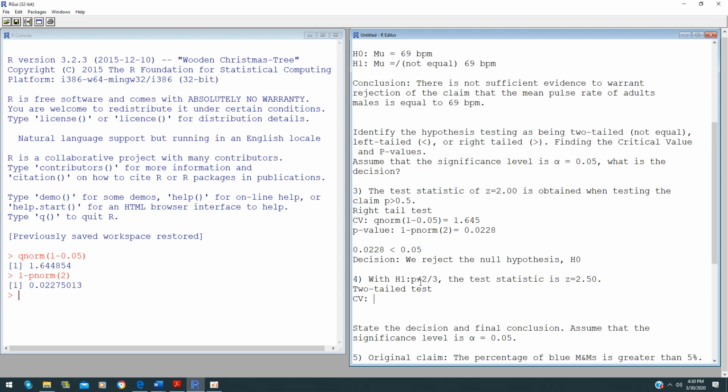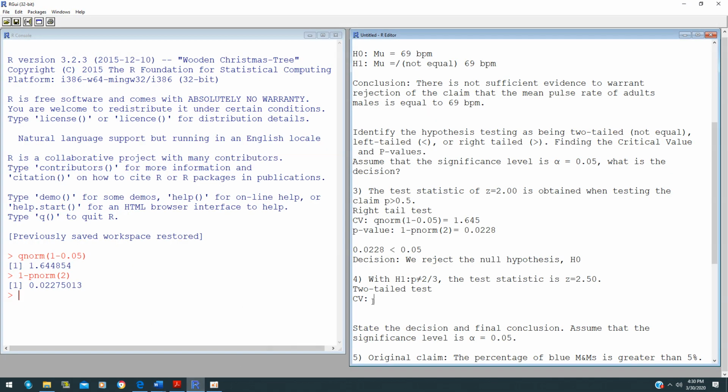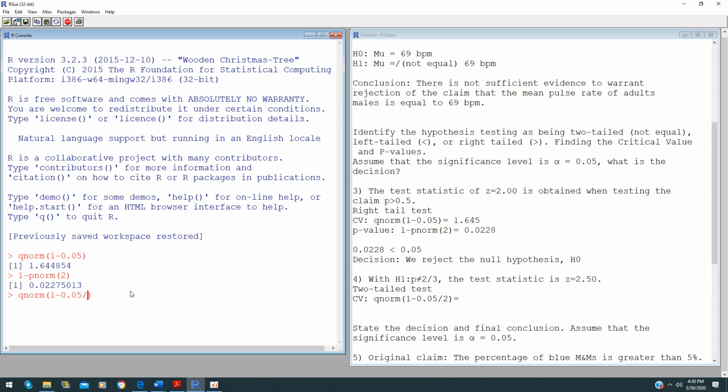Next, you need to find the critical value. Since it's a two-tailed test, and this is also a proportion because the p is used here, if you look back at the table, for population proportion for a two-tailed test, the critical value is qnorm(1 minus alpha over 2). So to find the critical value in this case, it's going to be qnorm(1 minus alpha, again alpha in this case is 0.05, over 2). And if you use R to figure this out, the critical value came out to be 1.96.